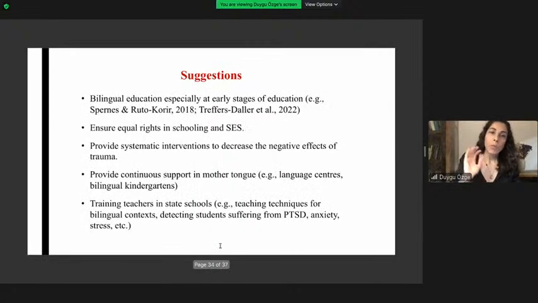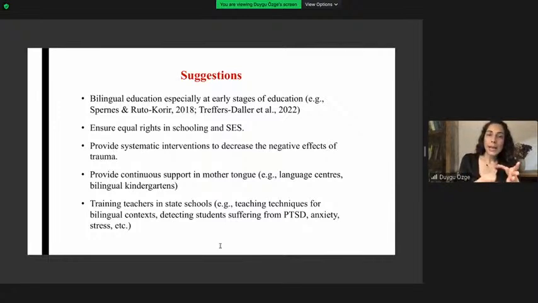What do we say as a conclusion? We don't want anybody to take these findings and to conclude that Syrian children or refugee children have lower cognitive and linguistic abilities. Okay, this is not what we are saying. What we are saying is that these children are at a disadvantage because they receive monolingual education, because they don't have enough and equal rights in schooling and socioeconomic status.